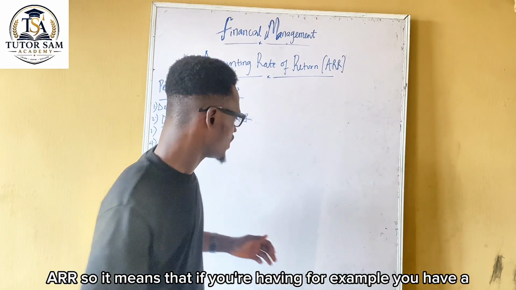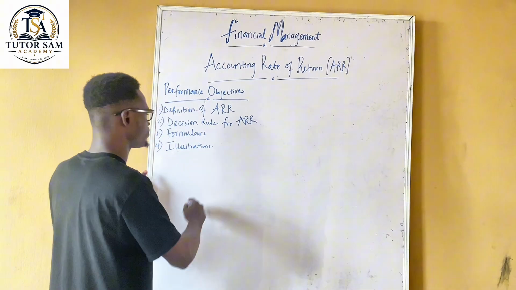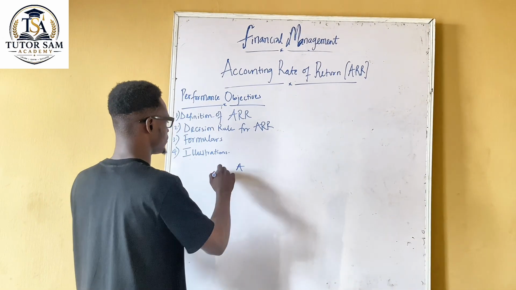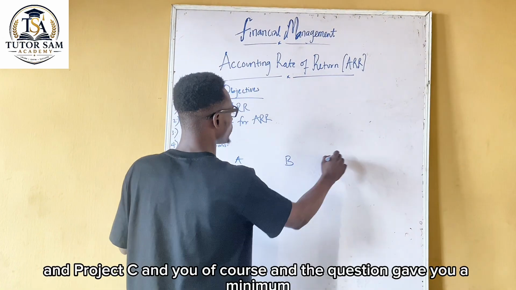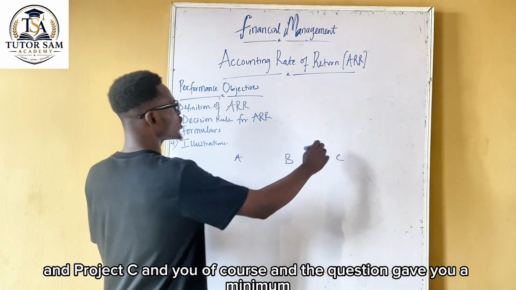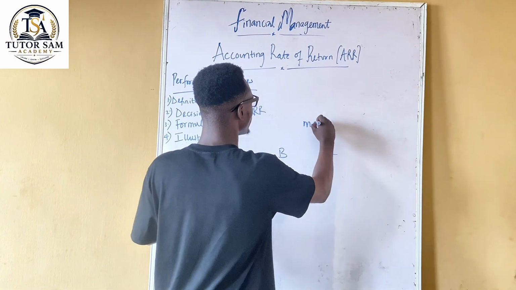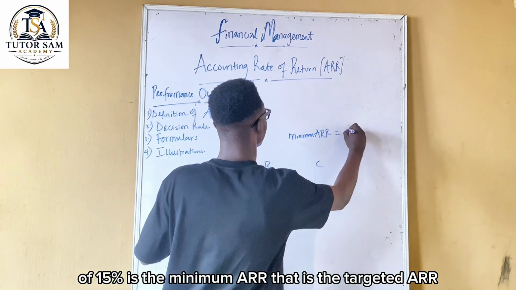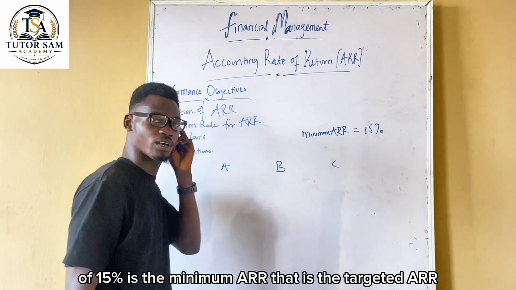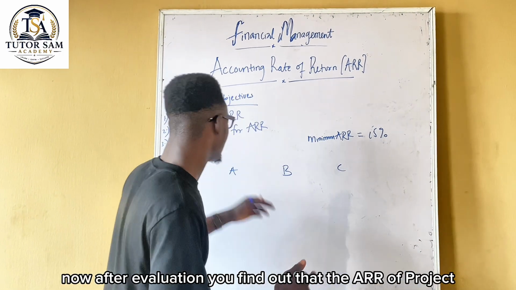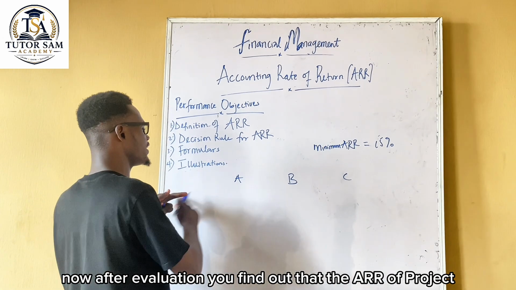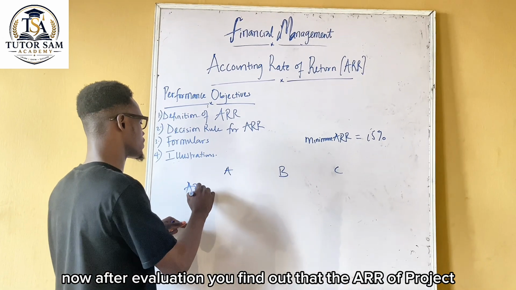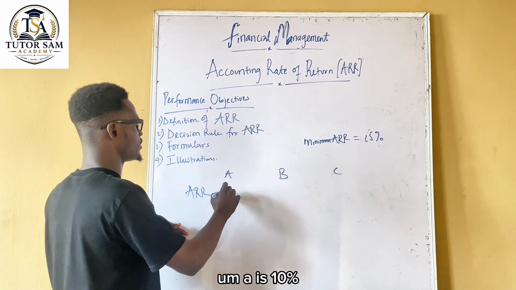So it means that, for example, you have project A, project B, and project C. And the question gave you a minimum ARR of 15%. This is the minimum ARR, that is the targeted ARR. Now, after evaluation, you find out that the ARR of project A is 10%.